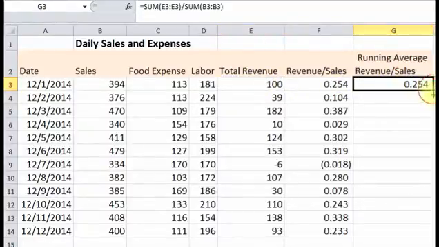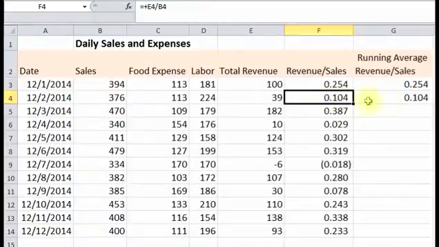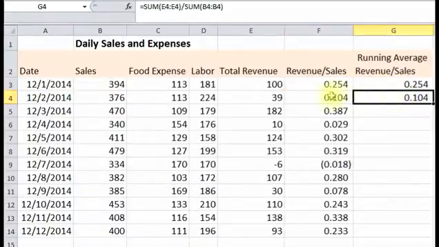Now if we copy this down, we'll notice this is 0.104, and if you look at the formula here, it's summing just E4 to E4, which is just 39 divided by 376, which comes out to about 10%. Right here, 0.104, which is not what we want, because we have that captured right here. We want to get the running average.